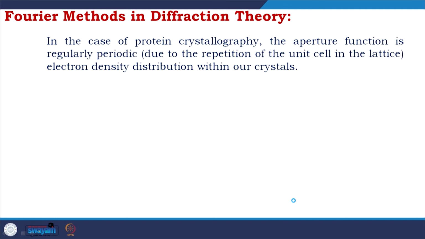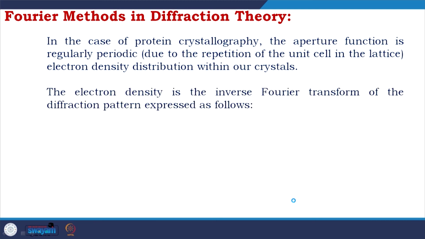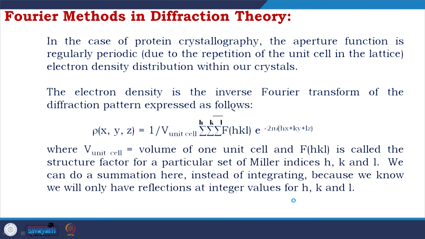In the case of protein crystallography, the aperture function is regularly periodic due to the repetition of the unit cell in the lattice, giving the electron density distribution within our crystal. The electron density is the inverse Fourier transform of the diffraction pattern, expressed as rho(x,y,z) = 1/V of the unit cell times the summation of F(h,k,l) e to the power minus 2 pi i (hx + ky + lz), where V of the unit cell is the volume of one unit cell and F(h,k,l) is called the structure factor.